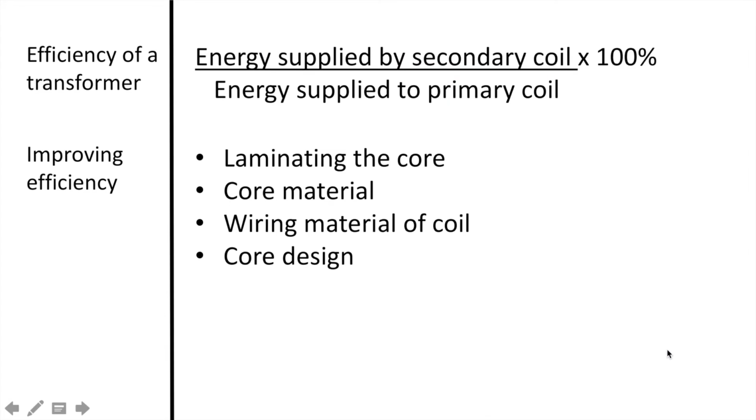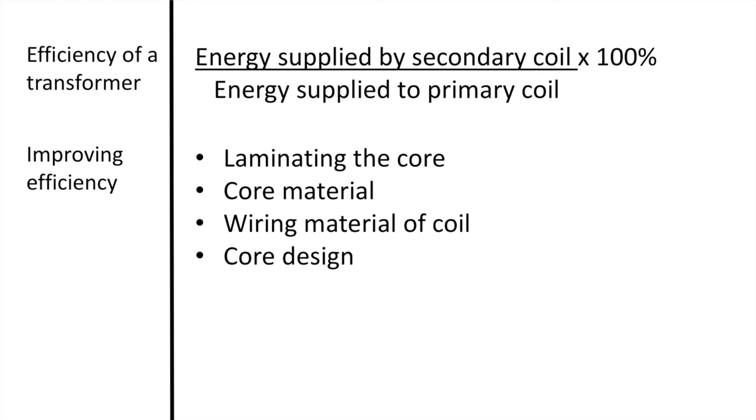To find the efficiency of a transformer, you need to take the energy that is supplied by the secondary coil, divide it by the energy supplied to the primary coil, and multiply it by 100%. The efficiency of a transformer can be improved if the core is laminated so as to increase the electrical resistance and reduce the current. Choosing a soft magnetic material for the core and low resistance material for the wires can also improve efficiency. The design of the transformer itself can alter the efficiency by creating the maximum rate of change of flux linkage.